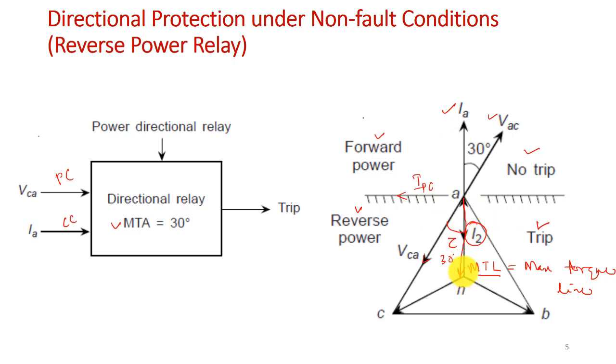Because here the MTA is this, and perpendicular to this is the line demarcating the trip and the restraining region, right? So this line is in fact segregating between the trip region and the restraining region. So this is your restraining region, and this is trip. Therefore, when reverse power flow happens, it will trip. So this is how your reverse power relay operates. Without any fault also it operates.